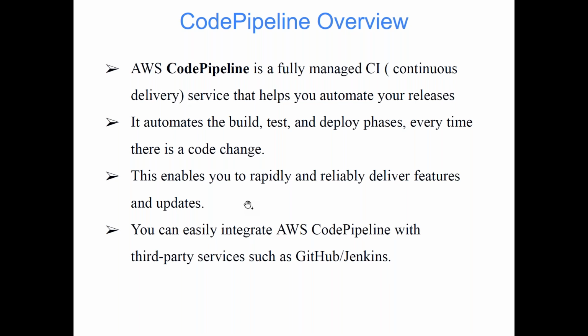And you can easily integrate AWS CodePipeline with third-party services as well, like GitHub or Jenkins. GitHub is for maintaining your code, a code version control system, a third-party system, not AWS. Similarly, Jenkins is also a release management service, a third-party service. So you can integrate third-party services very well with CodePipeline. So this is a very brief overview of what exactly CodePipeline is. Now, whatever things we talked about, we will be doing all these things practically.